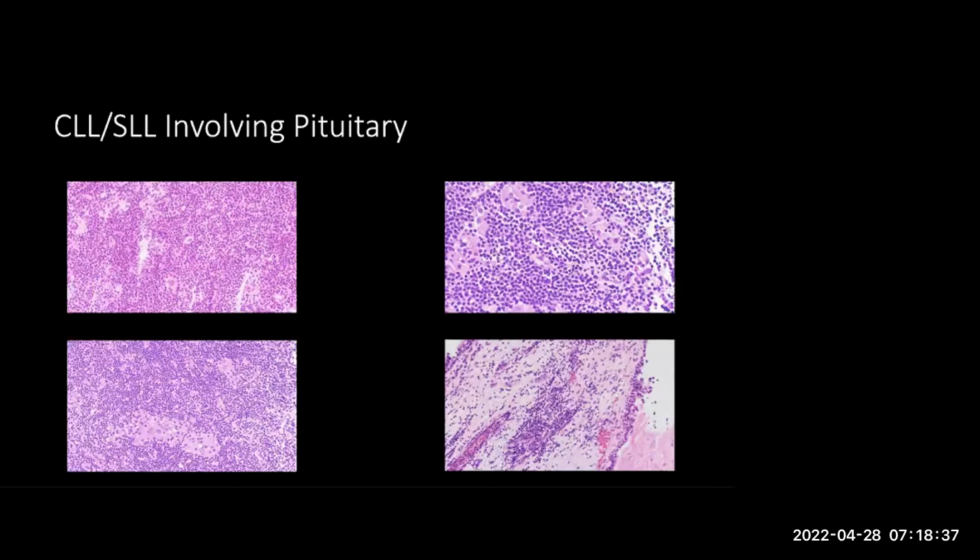These 4 pictures here show you a very dense cellular infiltrate. Especially on the left top and left bottom, you can see islands of normal pituitary kind of smothered within this cellular infiltrate. And when you look at the infiltrate itself, especially with immunostains, you see that it's actually not pituitary tissue. It is lymphoid tissue.